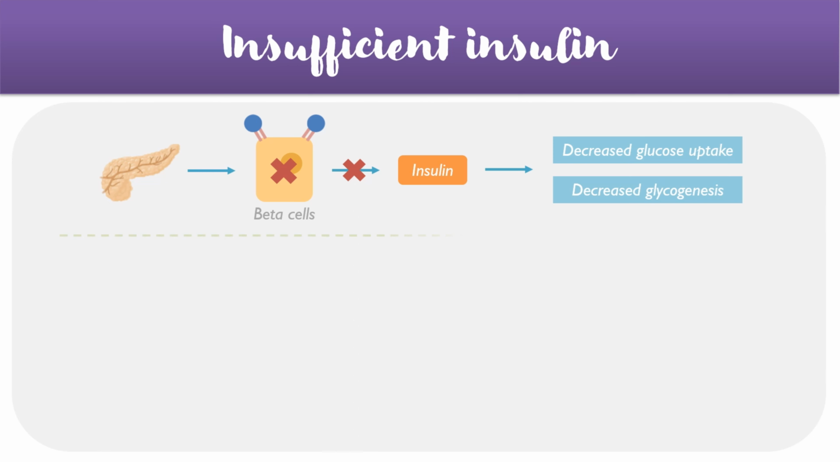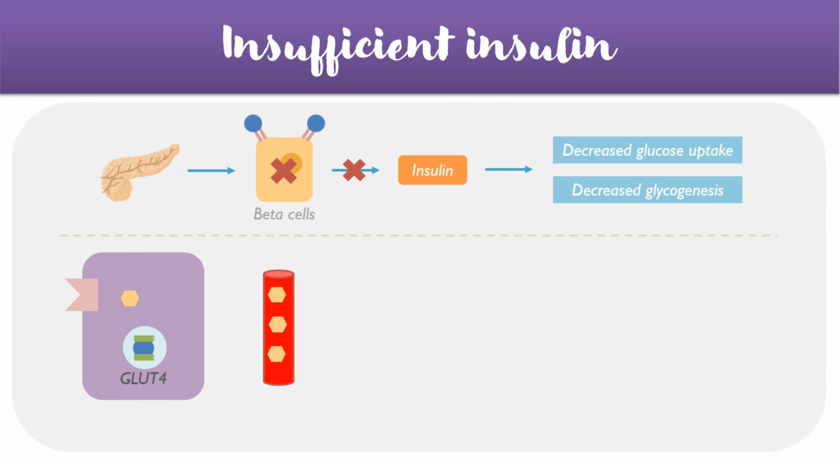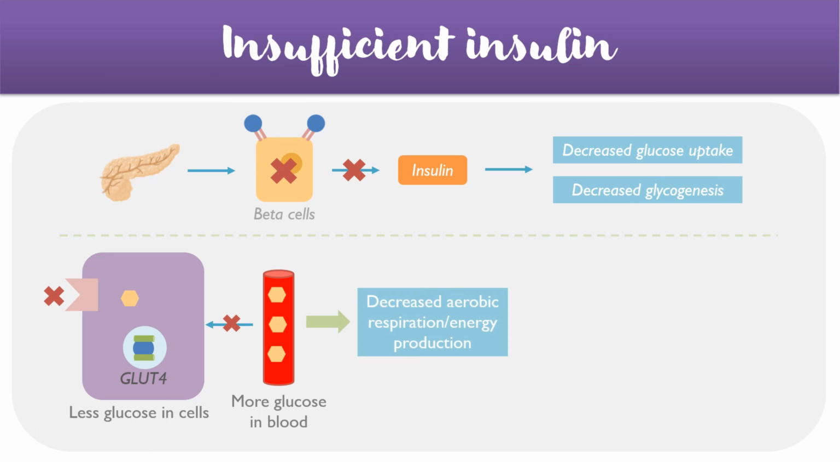And this can have multiple effects on the cells. So just to walk through this process, with insulin unable to bind, the GLUT4 system can no longer fuse with the cell membrane, and glucose can't enter the cell. And this means that there's now going to be less glucose present in the cells, and more glucose in the blood. As a result of these changes, glucose is unable to be metabolized as efficiently as before, and this results in decreased energy production.